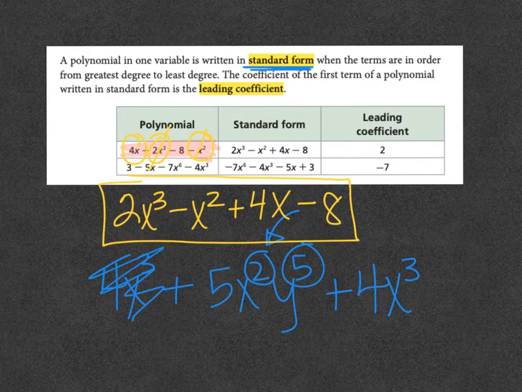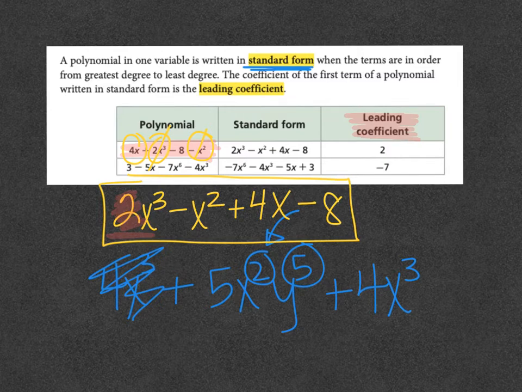Okay, one other thing that shows up in this chapter is something called a leading coefficient. All that is the number part of the first term of the polynomial. So here's my first term right here. The number part of that is the 2, so that's called the leading coefficient.